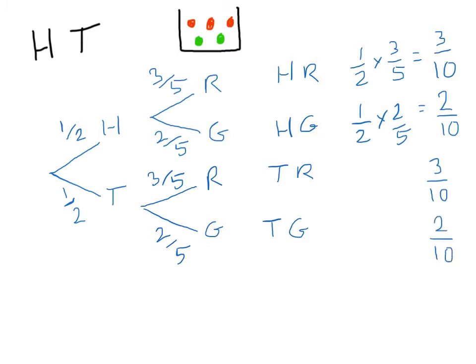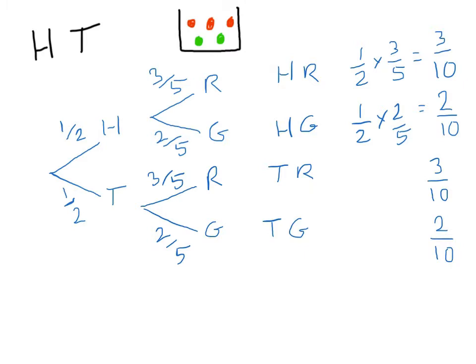Now we know that the total probability will add up to 1, and we can check that no mistakes have been made in any of the working out. So all 4 of these should add up to 1. So we have our 3/10 plus 2/10 is 5/10, plus 3/10 is 8/10, plus 2/10 is 10/10, which is equivalent to 1.